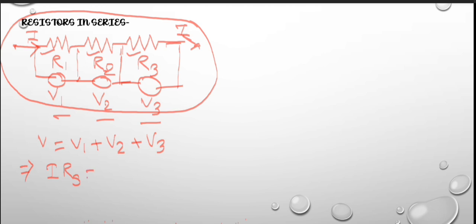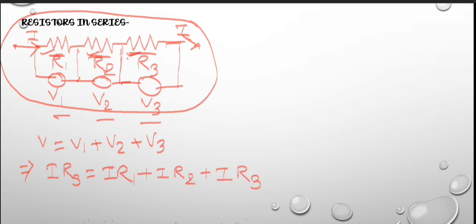Now it is equal to V1. So I amount of current is entering through this resistor having resistance R1, plus again for this second resistor I amount of current is entering and the resistance is R2, plus for this also I amount of current is entering and the resistance is R3.